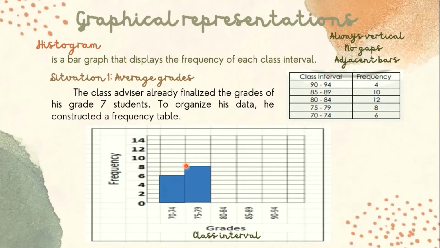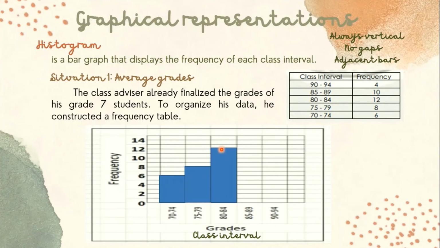Next, for the class interval 80 to 84, ang frequency naman natin ay 12. Ito yung ating 12 na frequency. Tatapat natin dyan. Hanggang dito lang dapat. Ito naman yung part ng 80 to 84. Hanggang 12 lang yung ating isi-shade. So, hanggang dito lang siya.